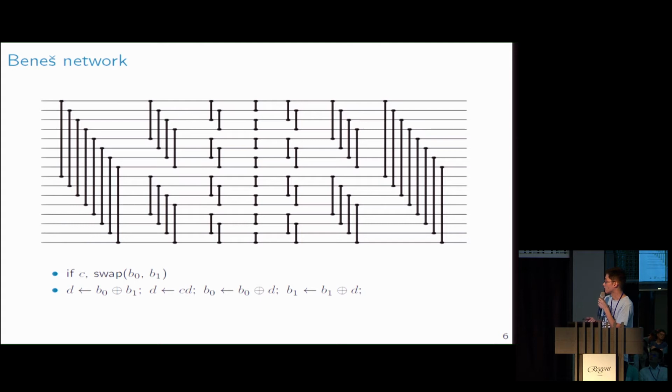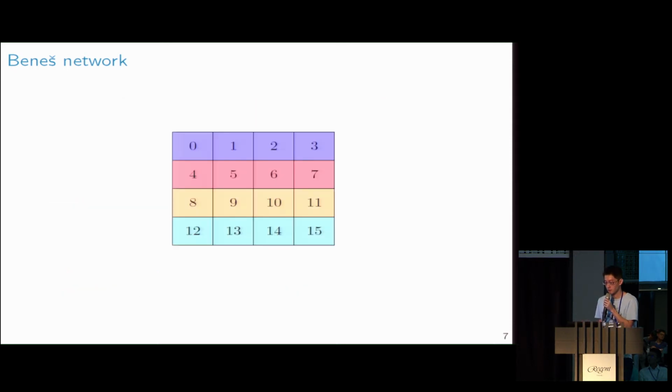Okay, so now the question is how can we actually implement this efficiently in software? Okay, so now we can consider we put the pieces of data in a 4x4 matrix. So if you do this, then you will notice that in stage 1, we're essentially doing some bitwise operations between the first and the third row, and also the second and the fourth row.